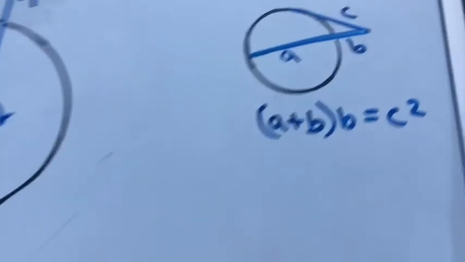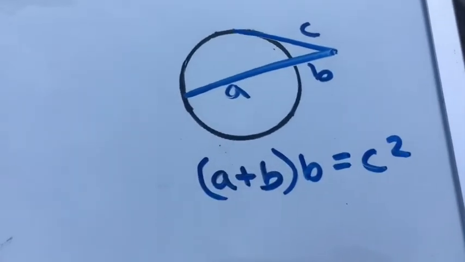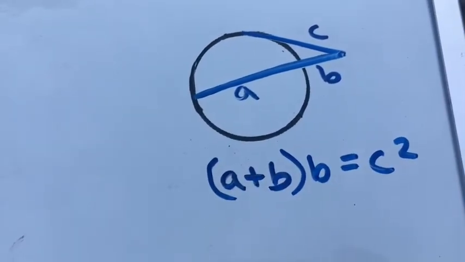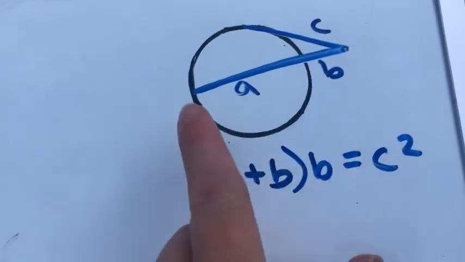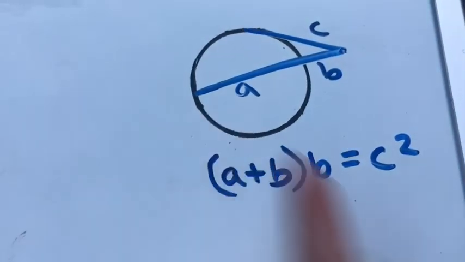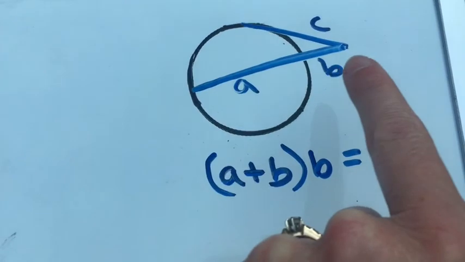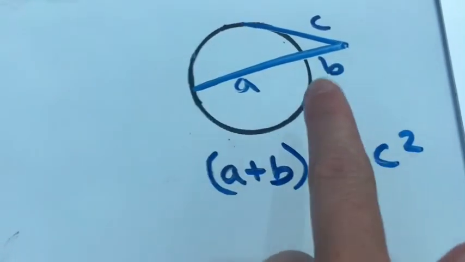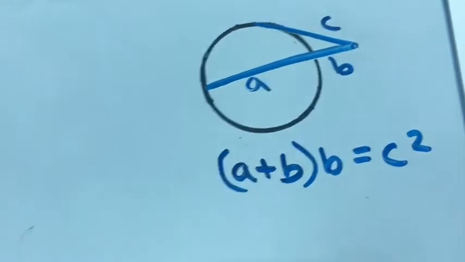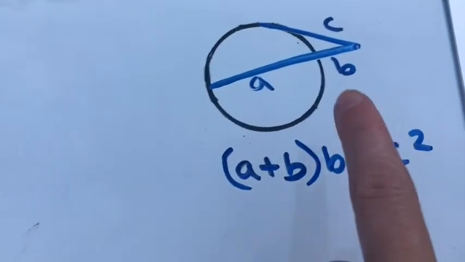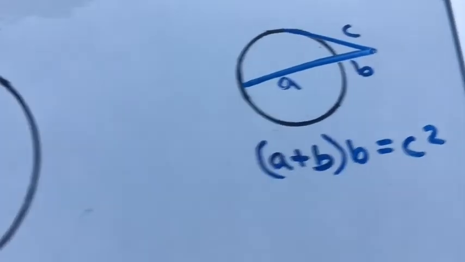Okay, this is the final rule. If you have a tangent and a segment and they meet outside of a circle, you're going to take, for the segment as secant, you're going to add the two together. So the whole thing times the outside piece again equals the tangent squared. So whole thing times outside equals tangent squared.